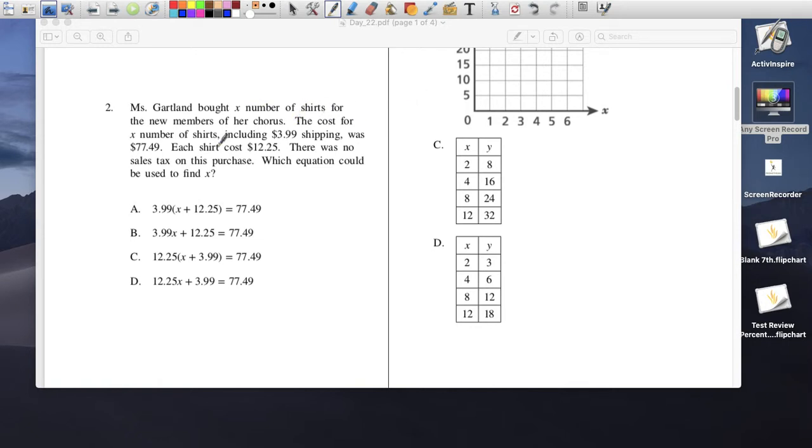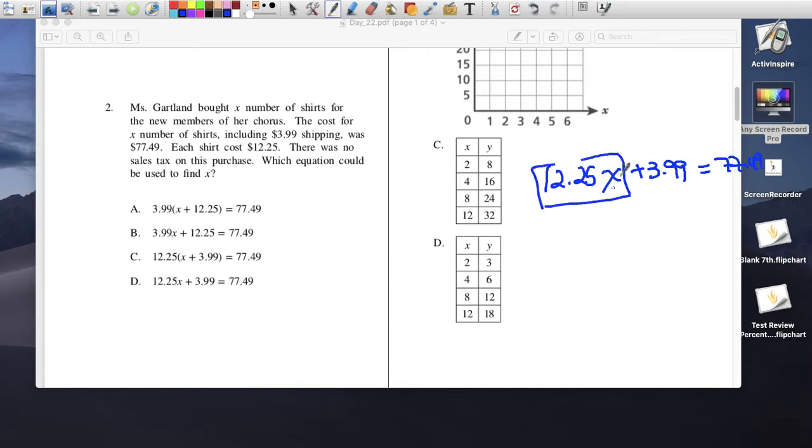Miss Garland bought an X number of shirts for new members of her chorus. The cost for X number of shirts, including $3.99 shipping, was $77.49. Each shirt was $12.25. There was no sales tax on this purchase. Which equation could be used to find X, the number of shirts? So she bought the shirts, 12.25 was each shirt times however many, right? Plus $3.99 for the shipping. All that should have equaled 77.49. So that's my equation.